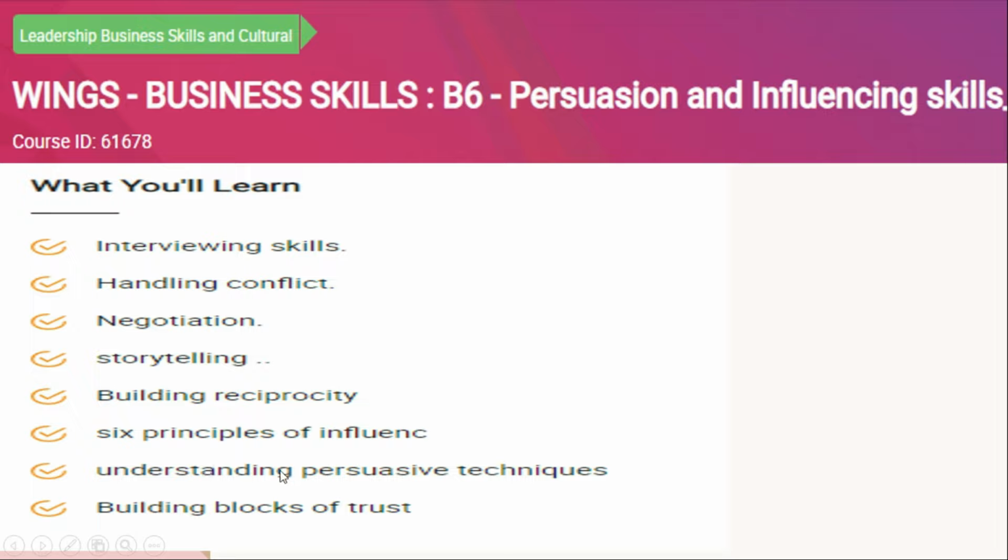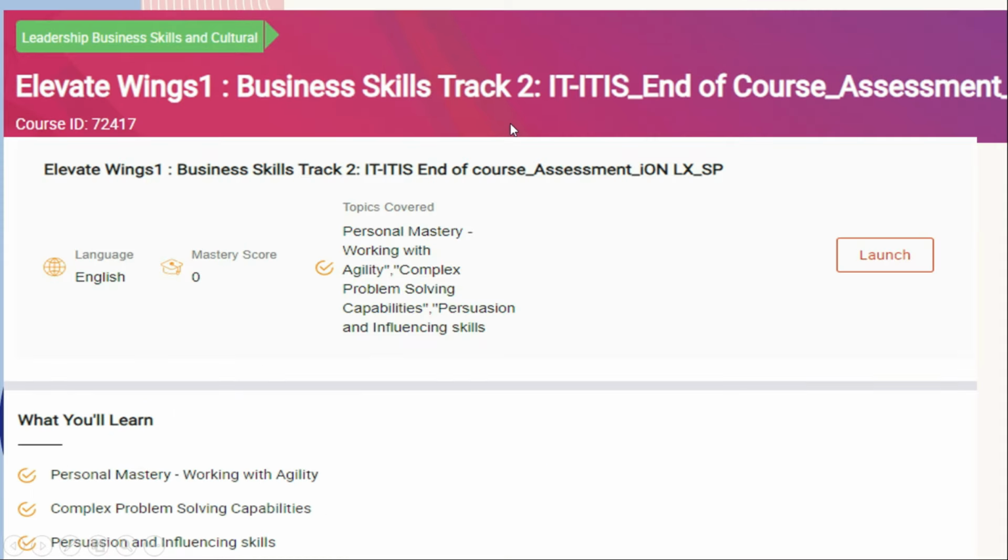So understanding persuasion techniques and building blocks of trust are topics in basic persuasion and influencing skills. The next one is the clearance test, which is the end course assessment. The topics covered are personal mastery, working with agility, complex problem solving capabilities, and persuasion and influencing skills. This is a prerequisite in order to write the final assessment in ION centers.